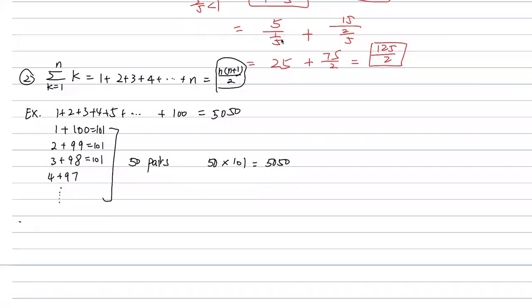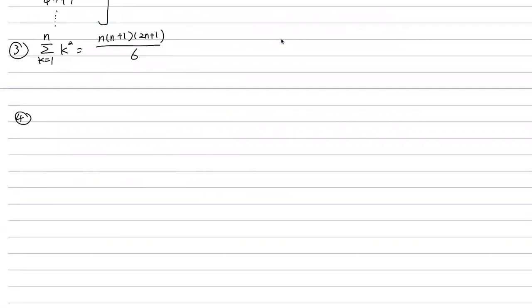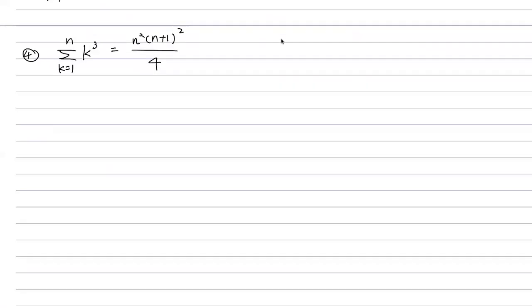And for the next formula, we have the summation k go from 1 to n of k squared, which is equal to n times n plus 1, times 2n plus 1, over 6. And then the fourth one here will be the summation k go from 1 to n of k cubed. This is going to be n squared times n plus 1 squared, over 4. So we're going to use those useful summations, right?